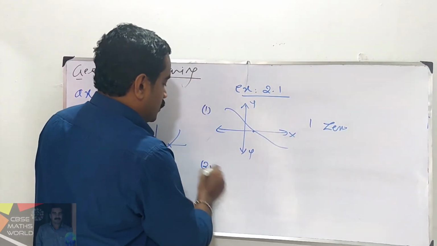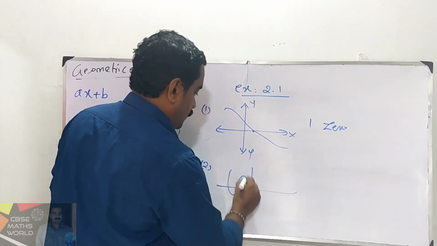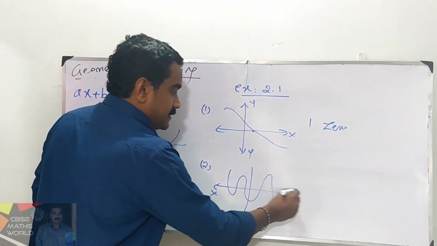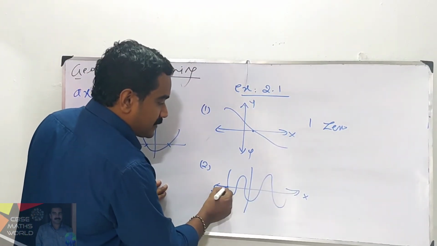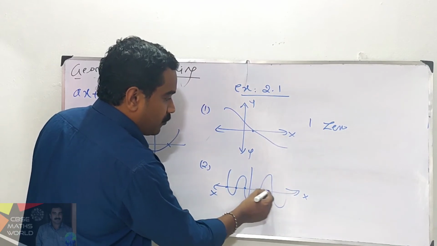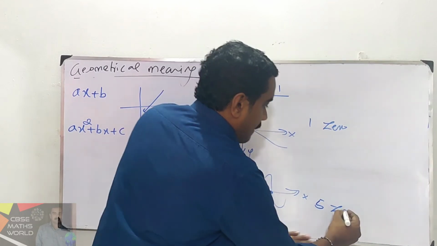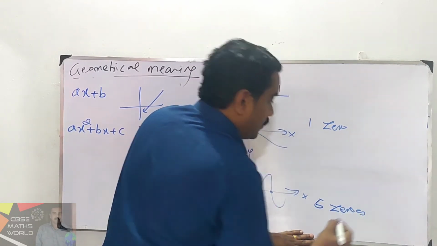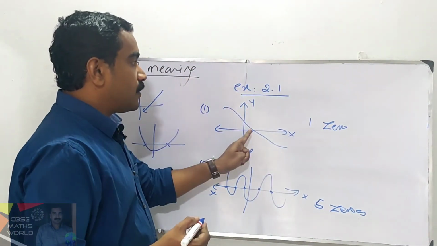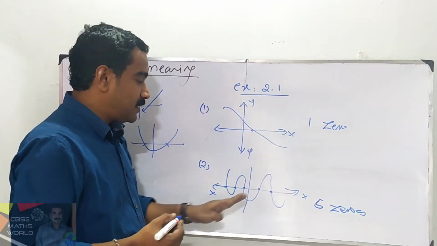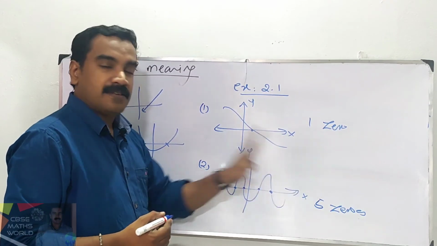Look, the second question. The horizontal is the x-axis. How many places does it cross the x-axis? 1, 2, 3, 4, 5. So how many zeros? 5 zeros. So if it crosses the x-axis at only one place, it has 1 zero. If it crosses at 5 places, it has 5 zeros.